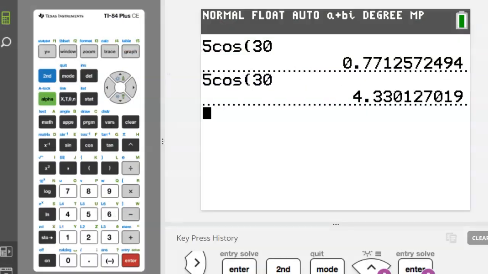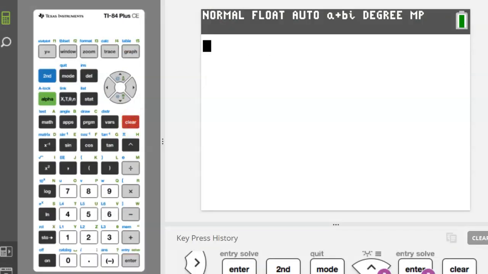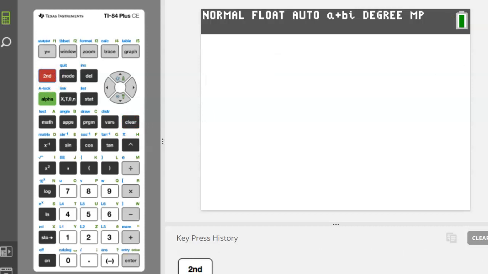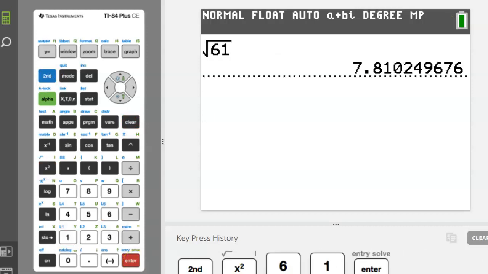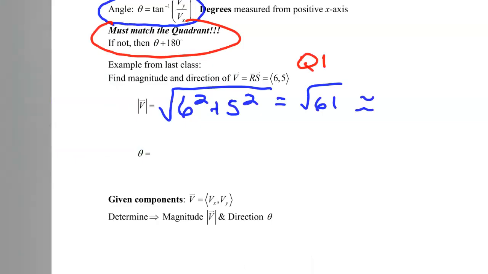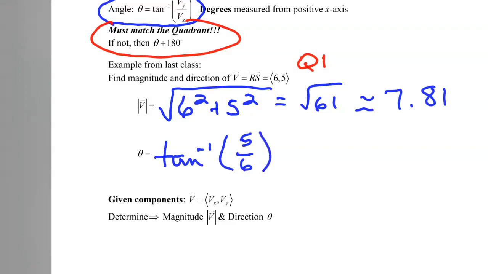which is going to be, let's see, square root of 61, and I get 7.81 about. And then I want to do the direction theta, and I'm going to do inverse tangent of the y over the x, and I'm going to put this in the calculator.